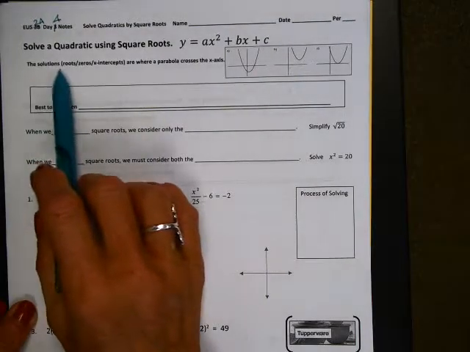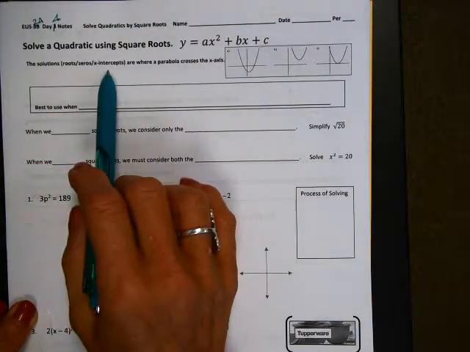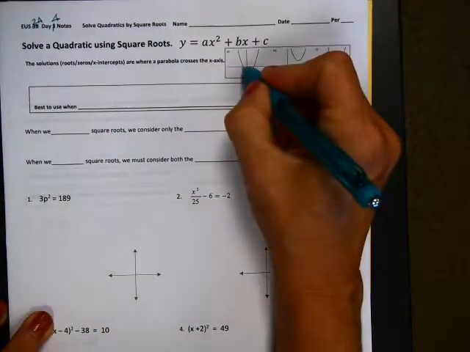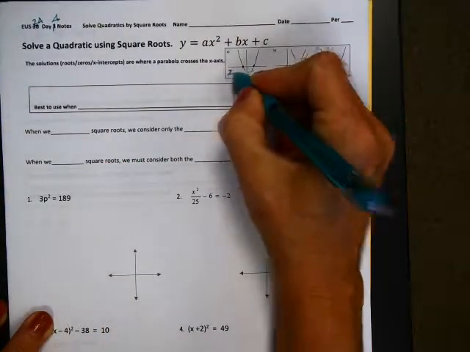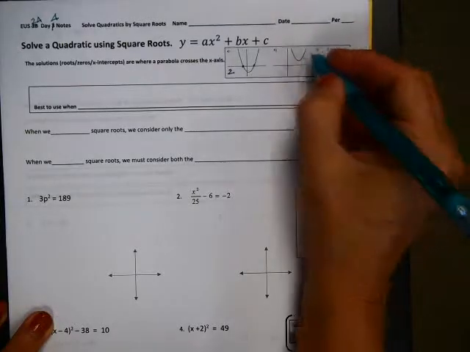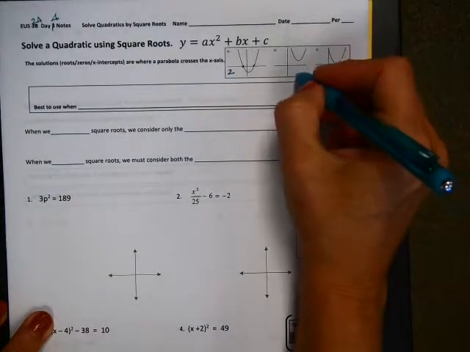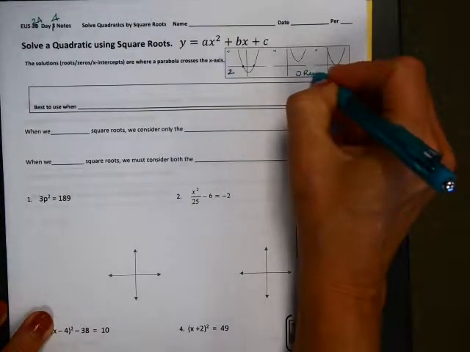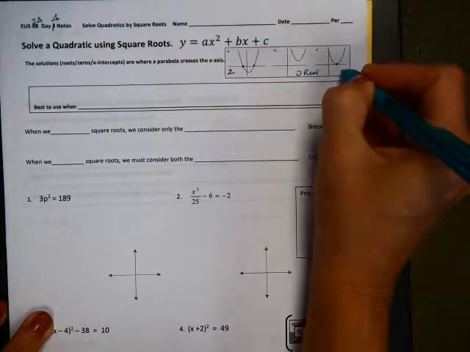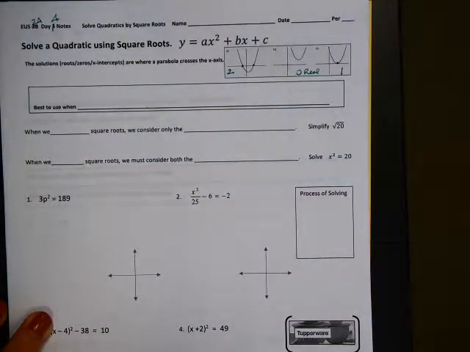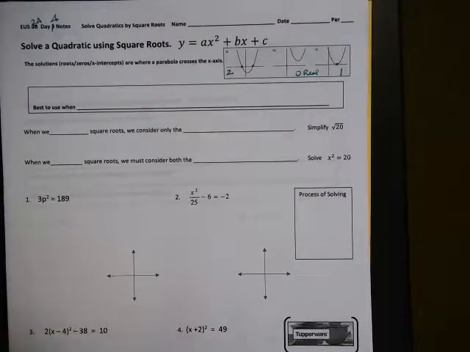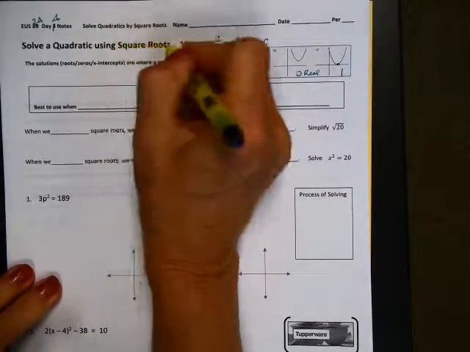So don't forget too, your solutions, your roots, your zeros, your x-intercepts are where the parabola crosses the x-axis. We have two solutions here. There are no real solutions in this one. And down here you have one real solution. Okay, so today it's using square roots.